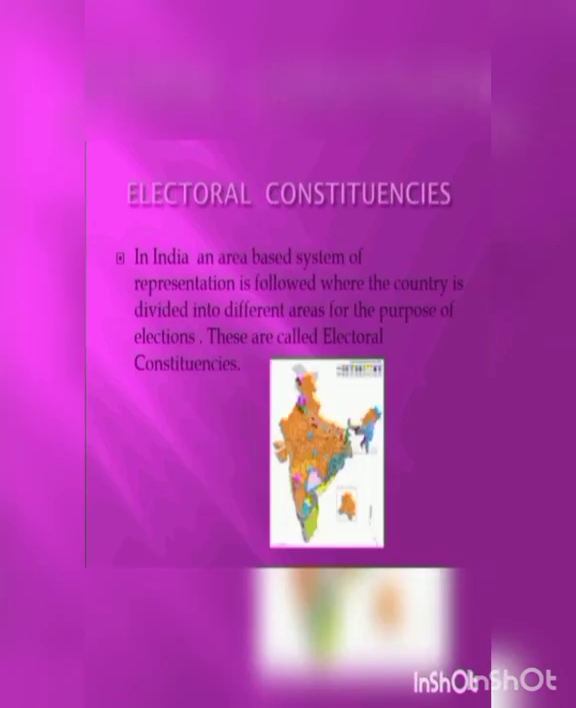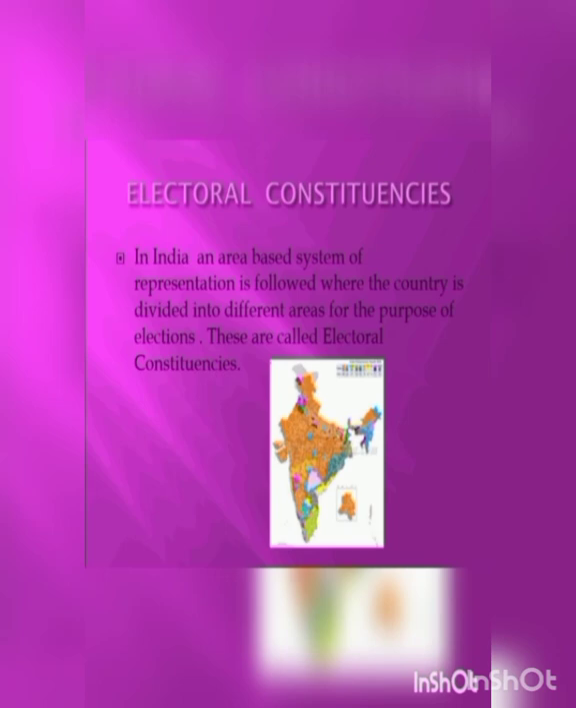Now, let's discuss electoral constituencies. In India, an area-based system of representation is followed where the country is divided into different areas for the purpose of elections. These are called electoral constituencies. Every voter who lives in an area votes for one representative. For Lok Sabha election, India is divided into 543 constituencies. The representative elected from each constituency is called Member of Parliament or an MP.